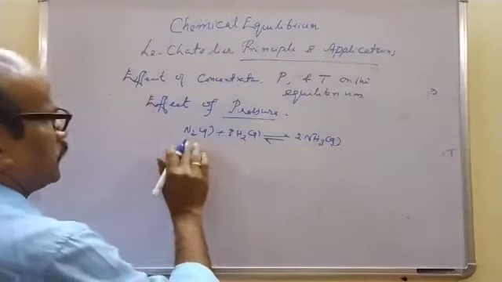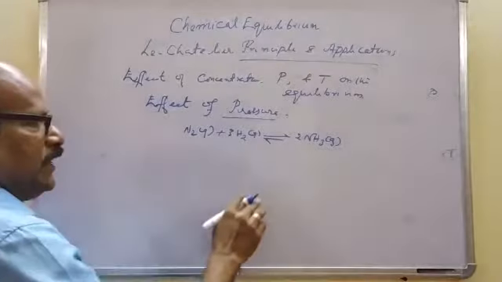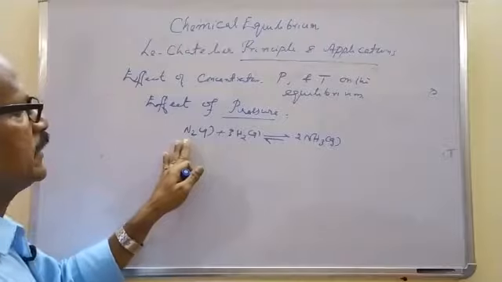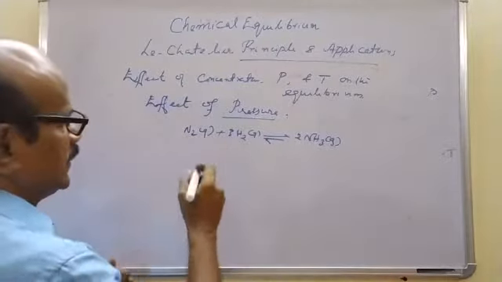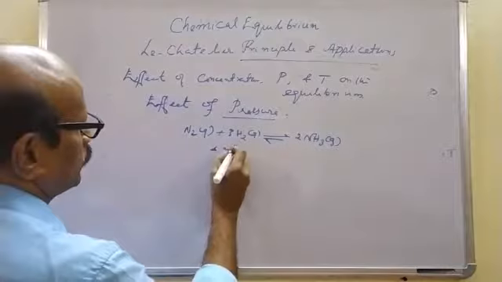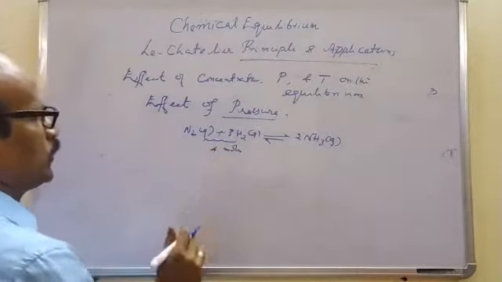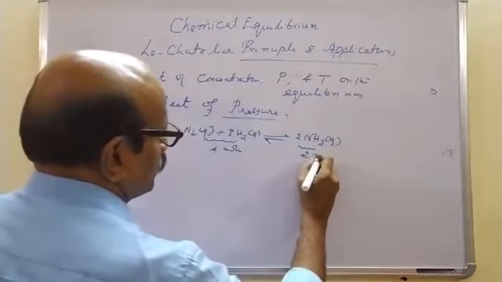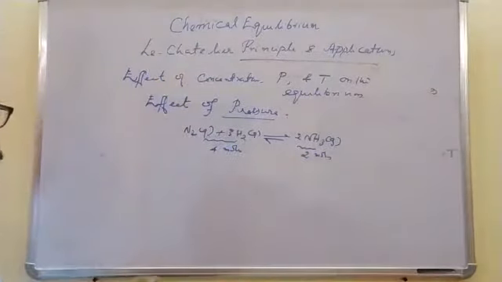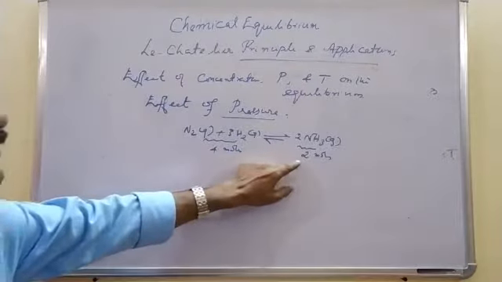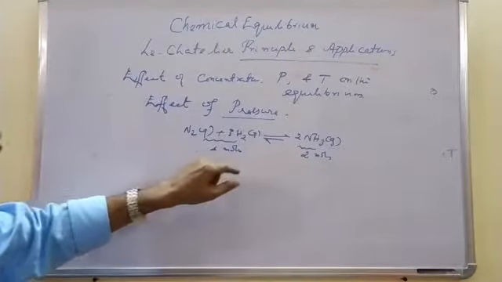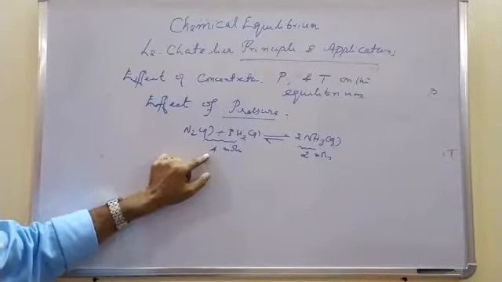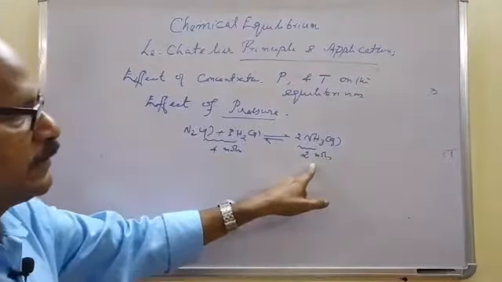Here, supposing that the reaction system is at equilibrium, in this equilibrium system the number of moles on the reactant side is 4 moles. The number of moles on the product side is 2 moles. The number of gaseous moles on the reactant side is 4. The number of gaseous moles on the product side is 2. Therefore, the pressure on the reactant side is greater than the pressure on the product side.